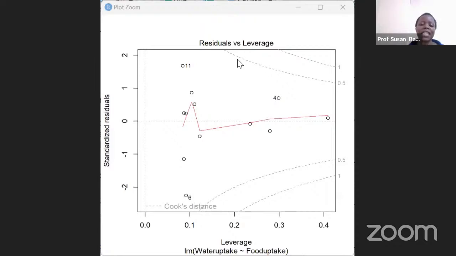So I'm saying that the dotted lines indicate the Cook's distance, these ones here. Anything above these lines is denoted an outlier, and anything below these lines is also denoted an outlier. So if we see an observation highlighted by R and it is falling here or above here, then it is an outlier.